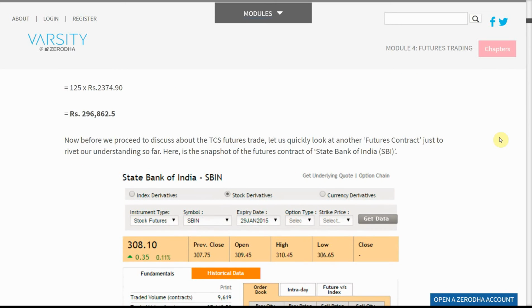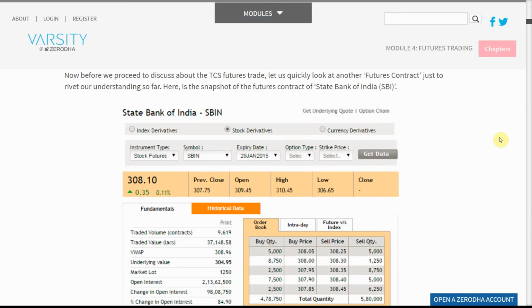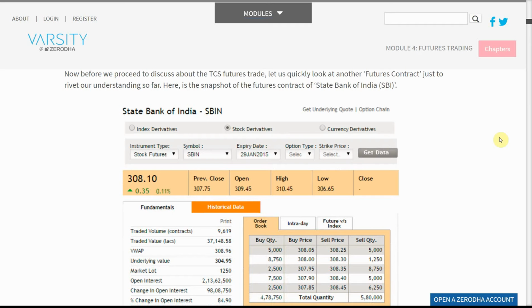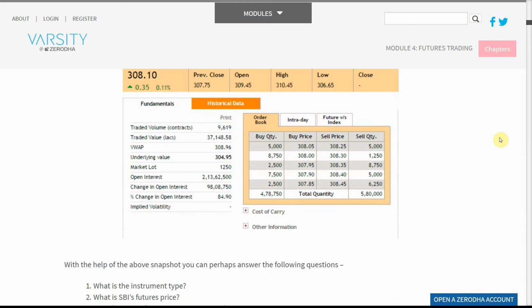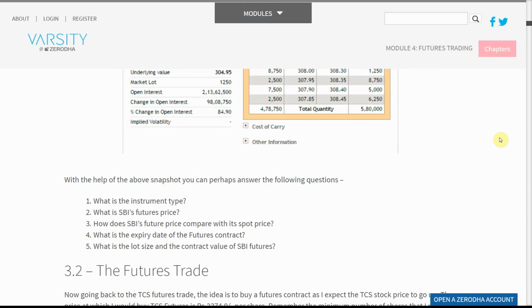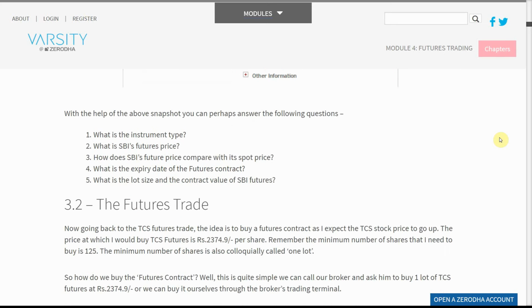Now before we proceed to discuss the TCS futures trade, let us quickly look at another futures contract just to rivet our understanding so far. Here is the snapshot of the futures contract of State Bank of India, SBI. With the help of the above snapshot, you can perhaps answer the following questions. What is the instrument type? What is SBI's futures price? How does SBI's futures price compare with its spot price? What is the expiry date of the futures contract? What is the lot size and the contract value of SBI futures?